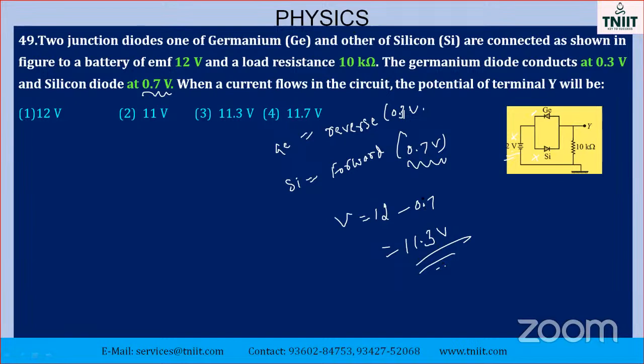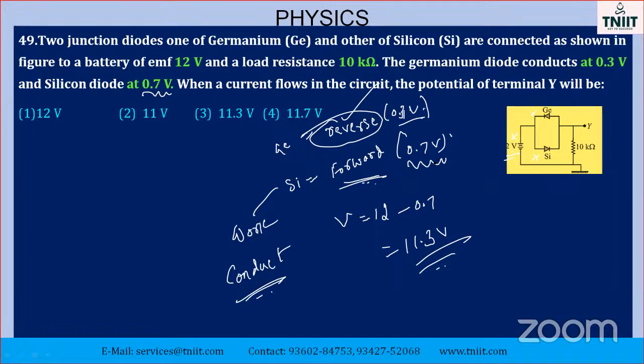You can't take germanium. If you take the germanium voltage, it is 0.3. For 0.3, only germanium will work, but silicon will not work. But germanium is connected in reverse bias. You know which diode will work: the diode which is in forward bias. So silicon has to work. It has to conduct. If silicon has to conduct, what voltage should I supply to nullify the depletion region? 0.7. So applied voltage is 12, 0.7 is the depletion voltage, so the remaining voltage is 11.3 volt.